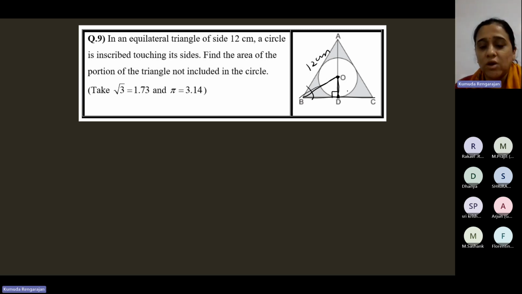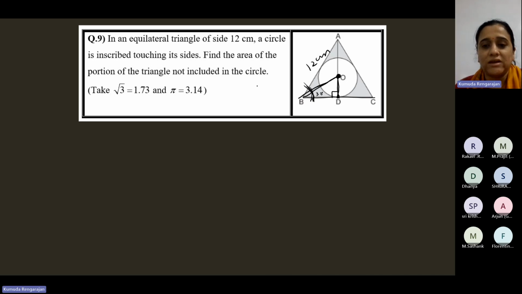But now, remember that when you join the incenter to any vertex of the triangle, that angle is bisected. So now we are connecting the incenter O. Why do we call it the incenter? Because we have the incircle and O is the center of the incircle. Circumcenter is the center of the circumcircle. Incenter is the center of the incircle. When you join the incenter to the vertex B, this angle is bisected. And it's an equilateral triangle, so this is 60 degrees, so it becomes 30 here.